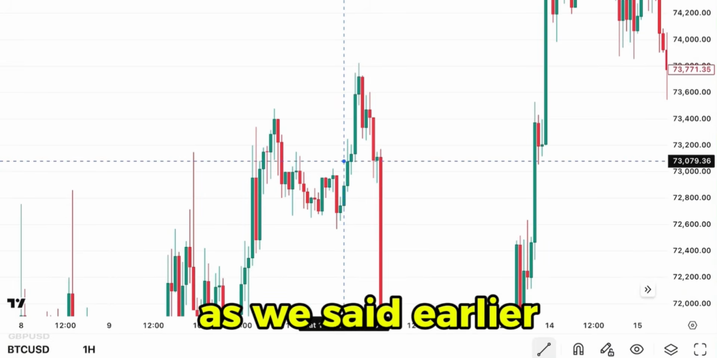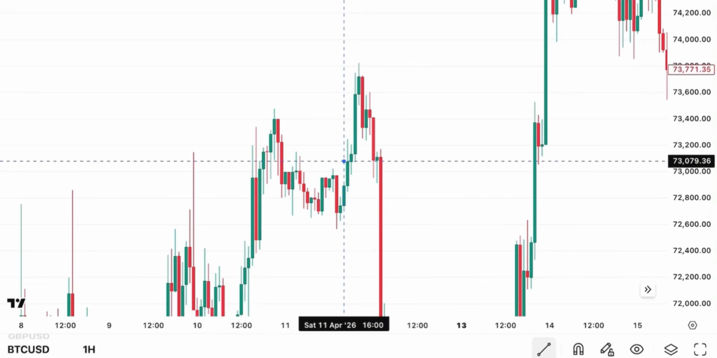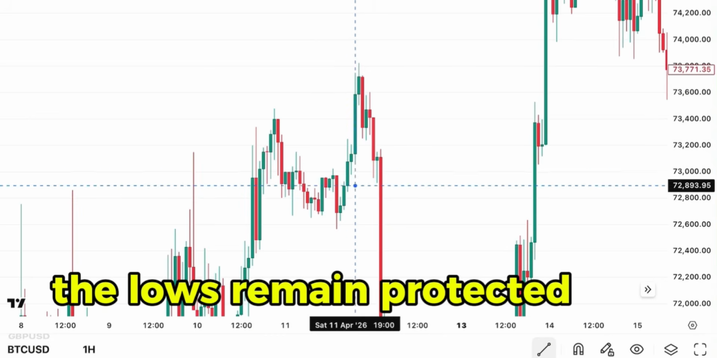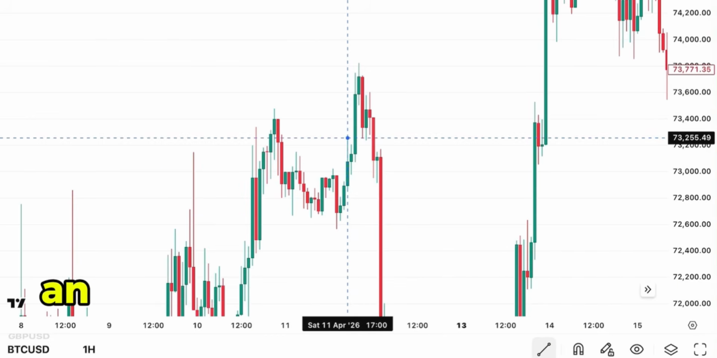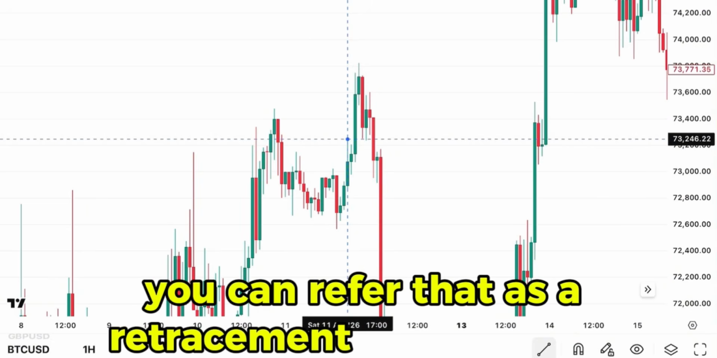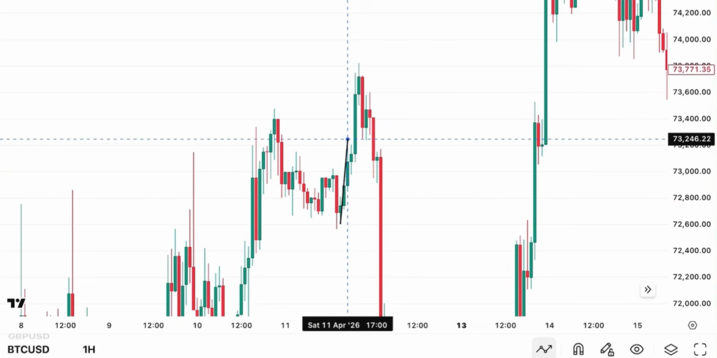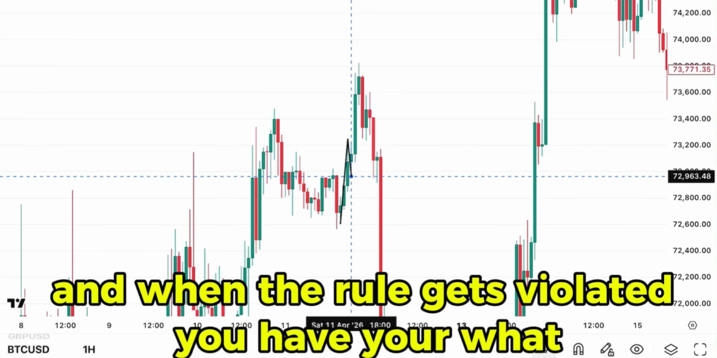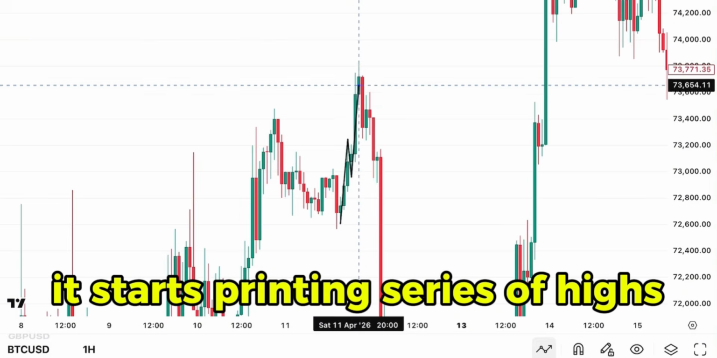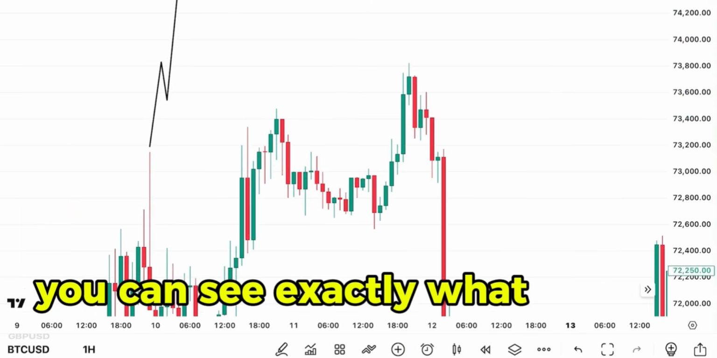As we said earlier, the uptrend is characterized by the market printing a series of highs. Now you can see the series of highs right there. The lows remain protected until a high is not broken. Once the high is not broken, you can refer to that as a retracement in the market. This is the impulse move. And when the rule gets violated, you have your retracement. And the next thing, you can see it starts printing a series of highs again, and you have your impulse move. You can see exactly what we have there.